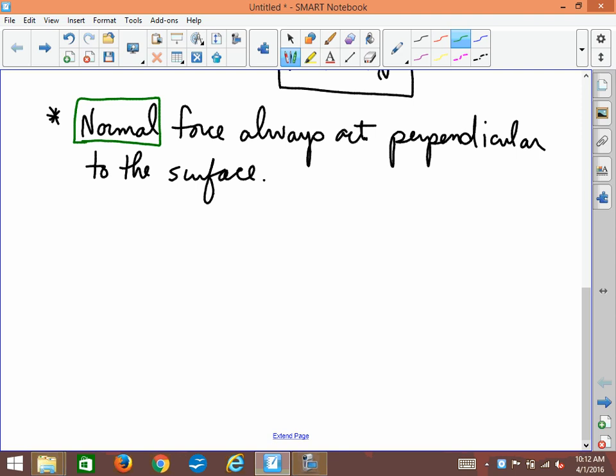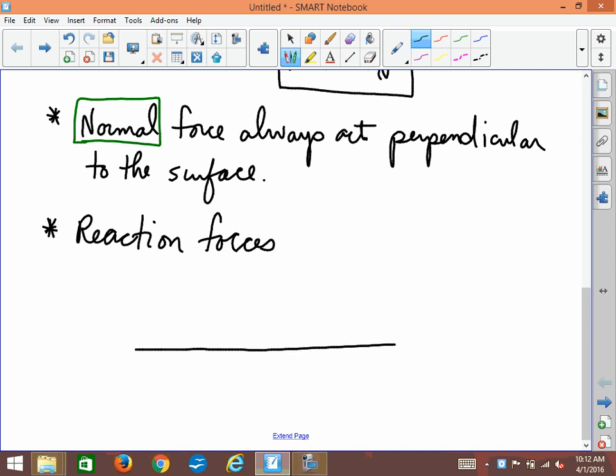It's normal meaning perpendicular. The second important thing that happens with normal forces is that they are reaction forces, which means they only push as hard as they have to balance forces. They only push as hard as they have to. They never push more than they need to, even if they could. Let me give you a picture to help explain that.